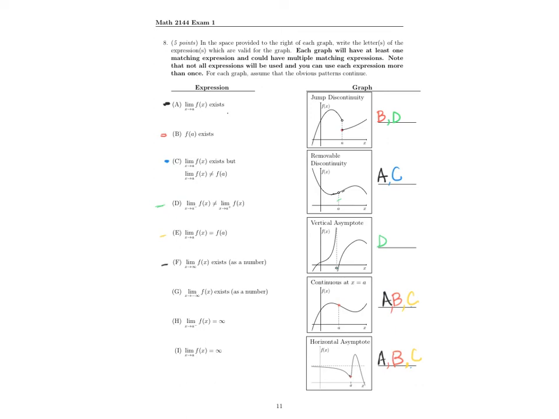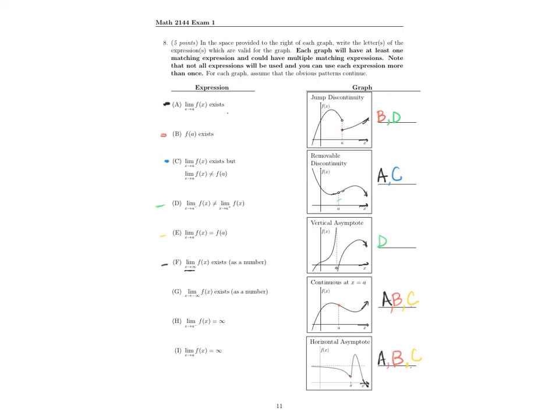Here it says the limit as x approaches positive infinity exists as a number. So let's see what we could do here. For this jump discontinuity, as x goes to infinity, it looks like this is going off to infinity, so I'm going to say no there. Here, as x goes to infinity, that looks like it's going down to negative infinity. Here, again it looks like it's going down. Here, the function's going up, and here, the function's going down. So it looks like f doesn't work for any of them.